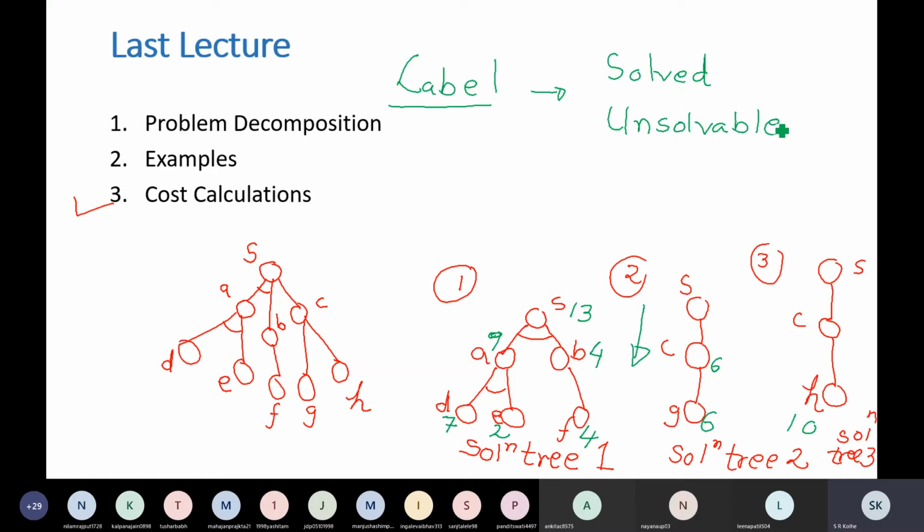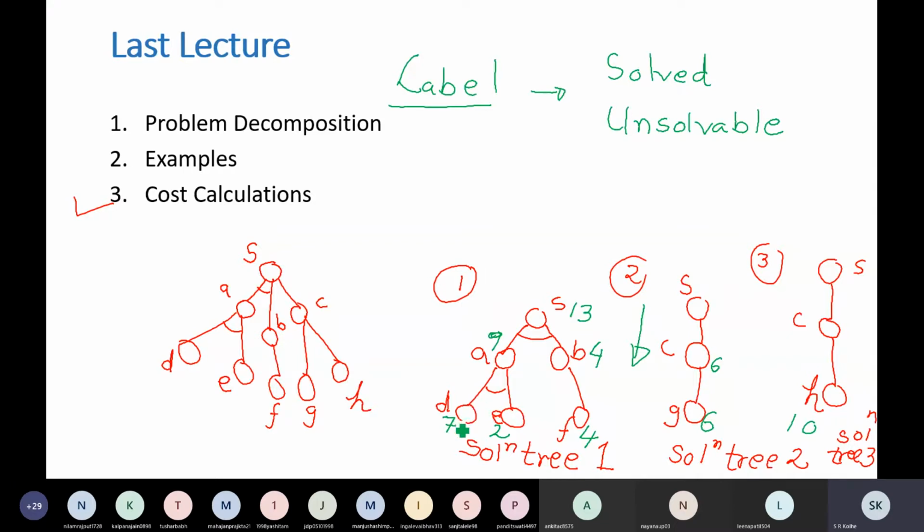A node is unsolvable if you cannot reach the goal or sub goal through that node. Then you are going to label that node as an unsolvable node. For example, from D, suppose it is not possible to reach the goal. So in that case, D will become unsolvable. So how will the algorithm identify that a particular node is unsolvable?